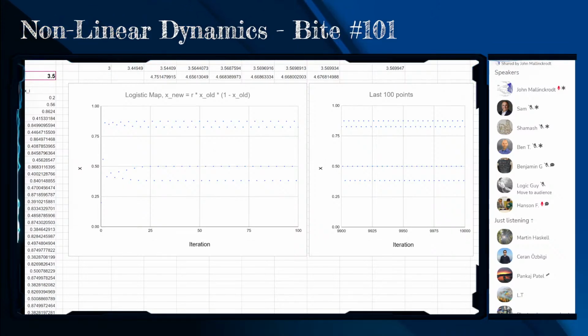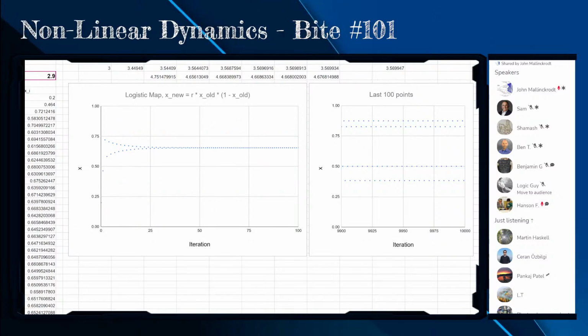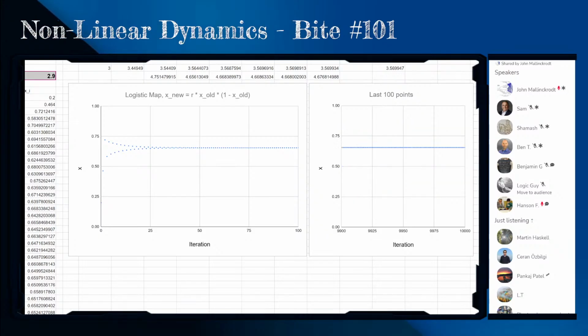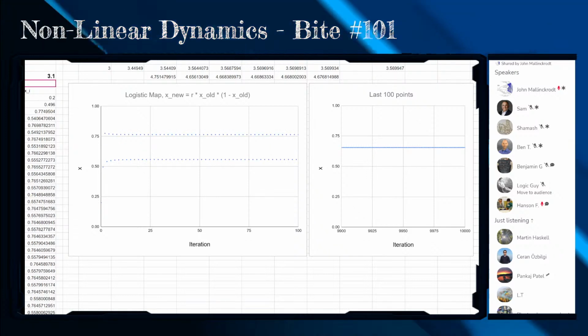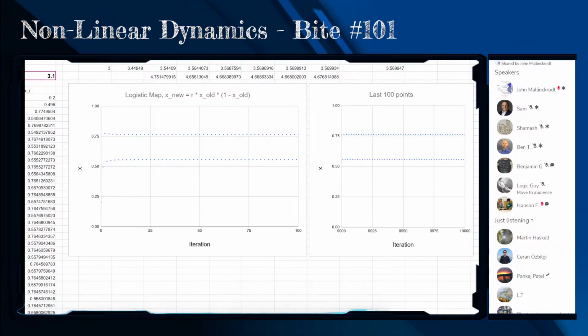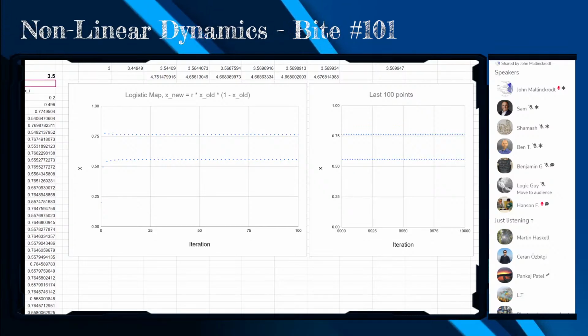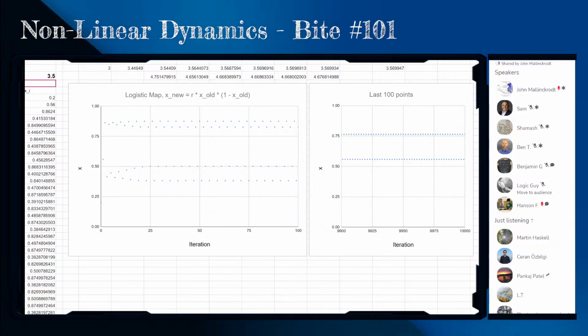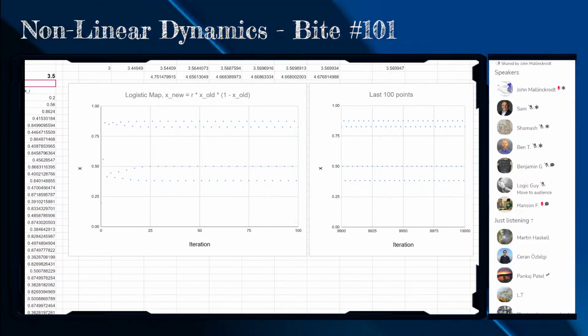Let me just show you. Here's 2.9, period 1. Here's 3.1. So 2.9 led me to a single point. Every iteration gives me the same thing. At 3.1, I'm in period 2 territory. It oscillates back and forth. It takes 2 iterations to get back to the same thing. And at 3.5 now, I'm in period 4 territory. It takes 4 cycles to get back to exactly the same point, eventually, when it has finally converged. And that's what those numbers represent.